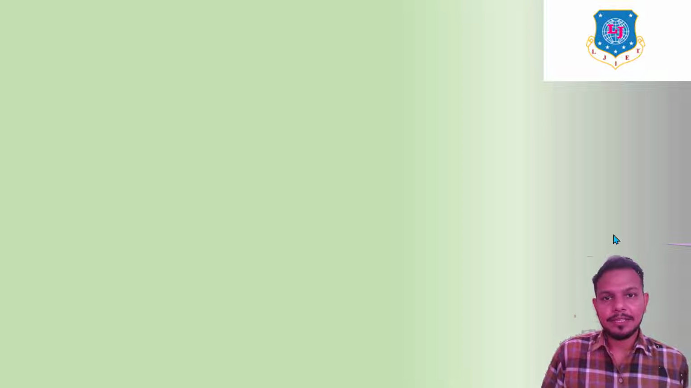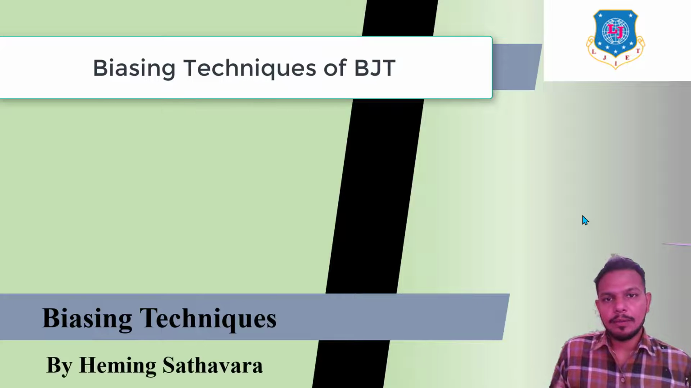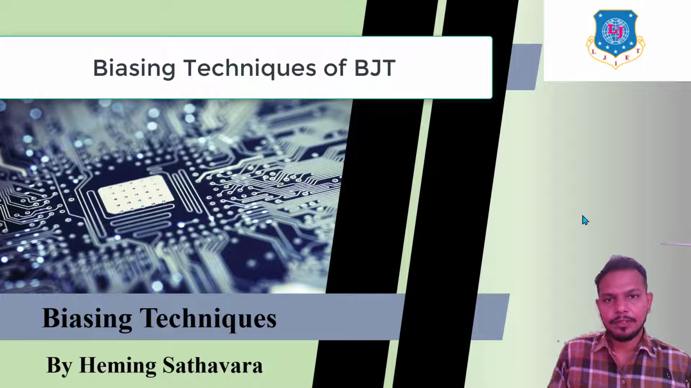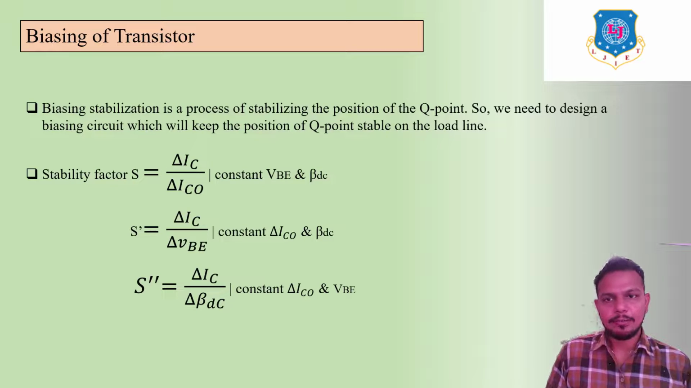Hello everyone. In this session we are going to discuss stabilization technique. It is also known as biasing techniques. Today's topic is biasing techniques. Biasing means we apply a DC supply in this circuit diagram. So here we can see biasing of transistors.